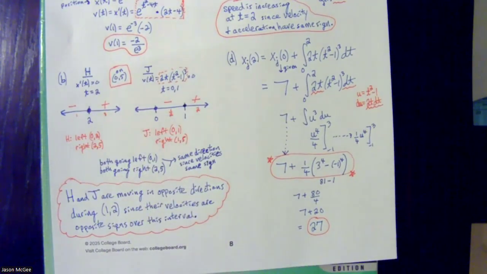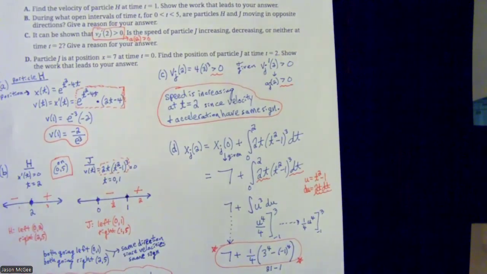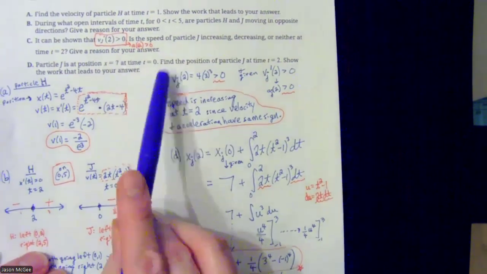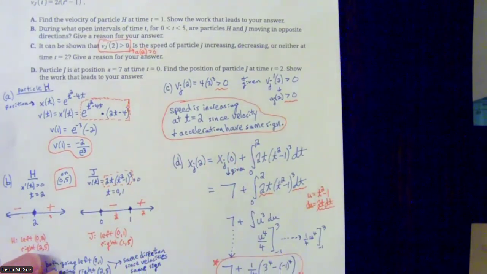So practice that stuff on your own there and just play around with that. Make sure you can get that all by yourself from scratch. All right, now when it's asking, is the speed of the particle increasing, decreasing, or neither? Remember what you're looking at. You gotta look at the sign of the velocity and the acceleration.